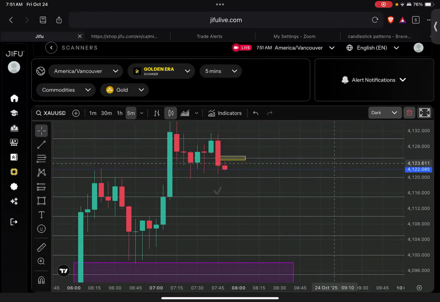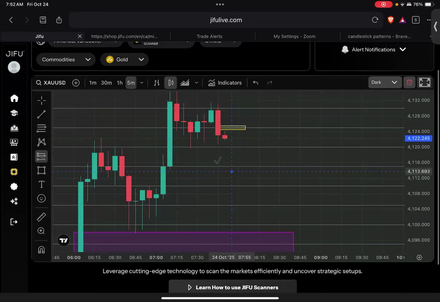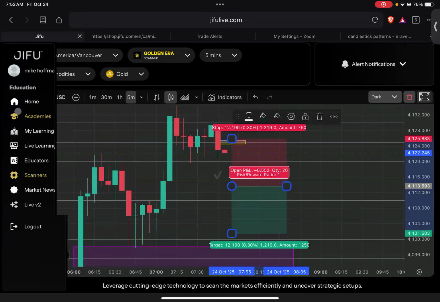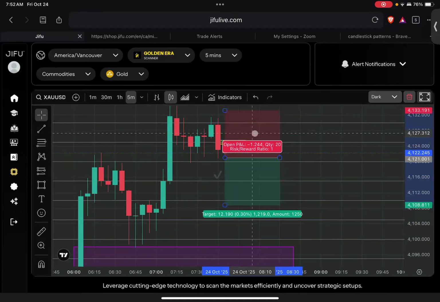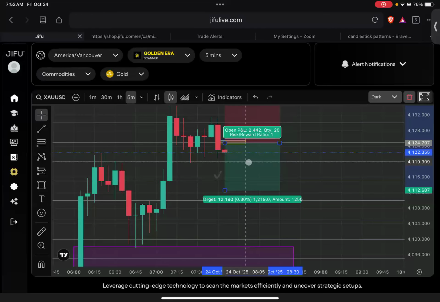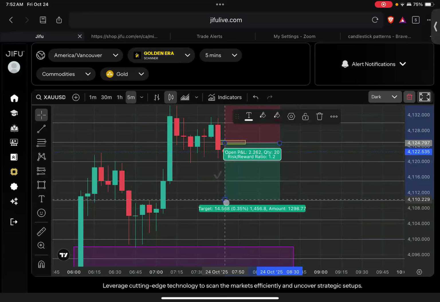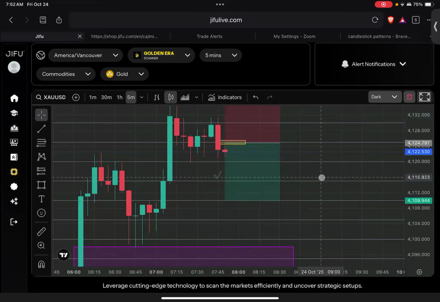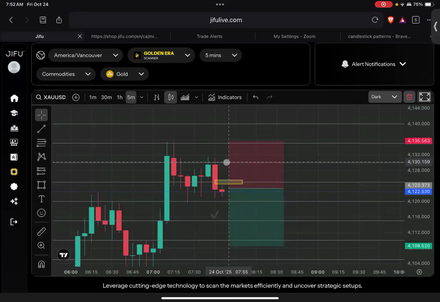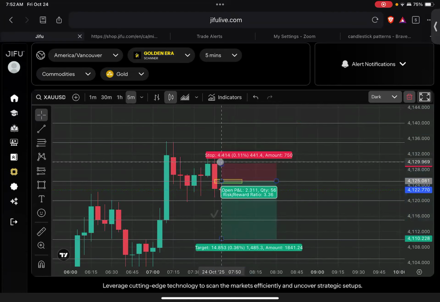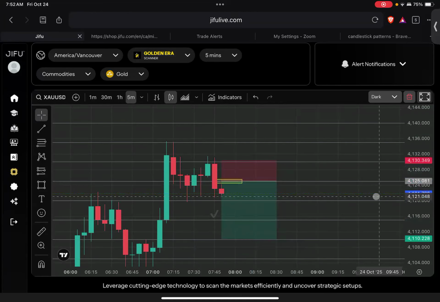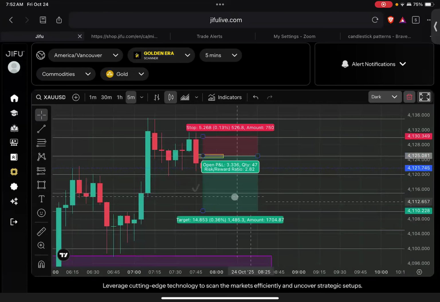If we get a pullback to 41.25, I want to enter this market in a sell. Only if we get a pullback though. We're not entering right now. I'm going to look to aim for 41.10 as that take profit area. And 41.30 is our stop loss. So we're looking at something like this for about 150 pips.